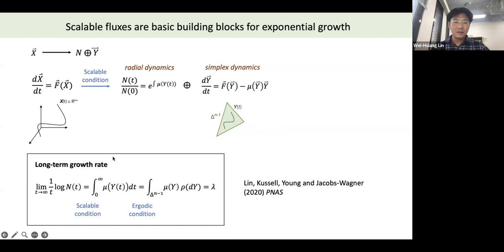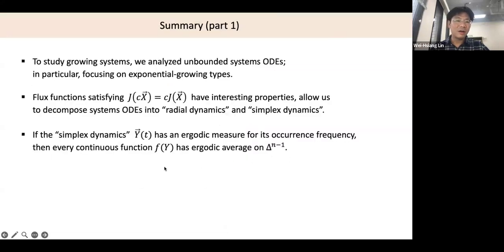Originally we have unbounded growth, but by normalizing, the growth dynamics become confined in a bounded space. So the convergence of the long-term growth rate works like this: if we have the scalable condition and an ergodic condition for the trajectory, then the long-term growth rate will exist. And we can calculate the long-term growth rate by studying this normalized system, not the original system. Because the normalized system is bounded in the simplex, it will be easier to study. To summarize, we try to analyze an unbounded ODE using the scaling property. We are studying a special type of ODE that has this scaling property, and this allows us to study the long-term growth rate.